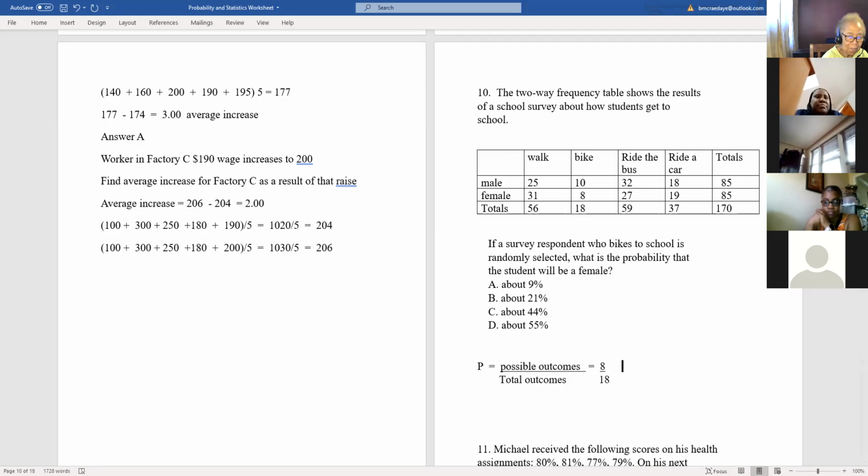What is 8 divided by 18, Maureen? 8 divided by 18 as a percent.